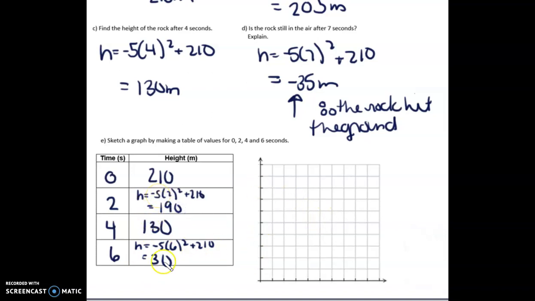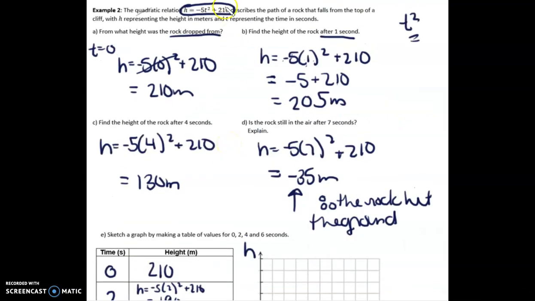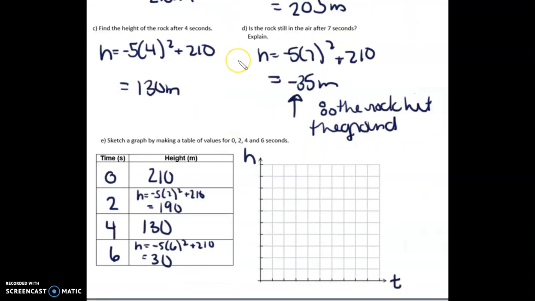Now, going over to the graph, I'm going to put the x-axis. Well, it's not the x-axis in this case, it's the t-axis and the h-axis, right? Because going back up to the equation has t and h in it. So I'm going to go by ones. So 1, 2, 3, 4, 5, 6. And then up this axis, I'm going to go by 30s. So 30, 60, 90, 120, 150, 180, 210. And I'm going to graph it in red.